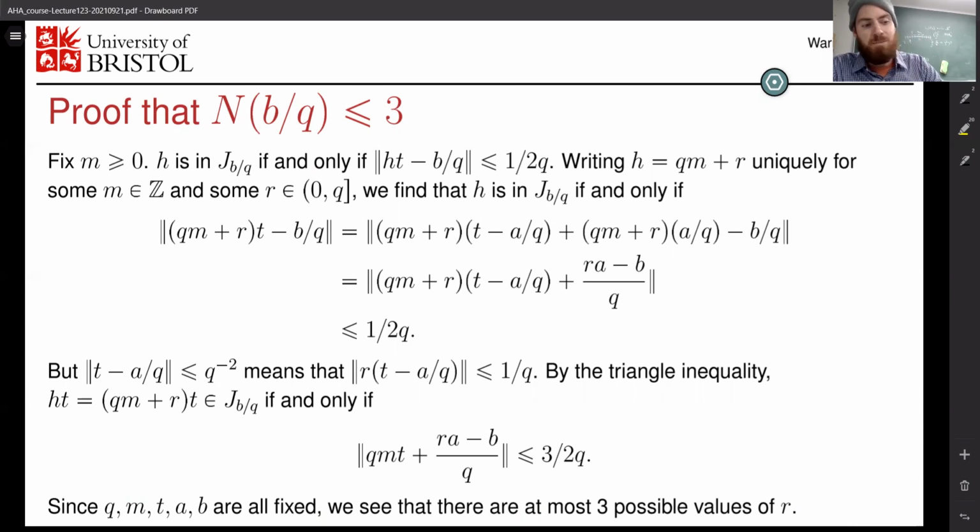I feel like this is the trickiest part of Weyl's inequality, proving this particular bound, that N of B over Q is less than or equal to 3, and the rest is very simple things from calculus. It's really, in my view, the heart of why this works. It is a very weak statement about equidistribution. Or it's not even equidistribution, it's just saying things can't pile up too much. And from there, you can deduce a lot more. For instance, actual equidistribution.